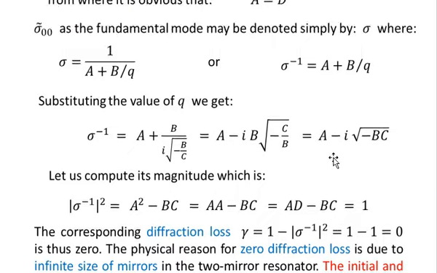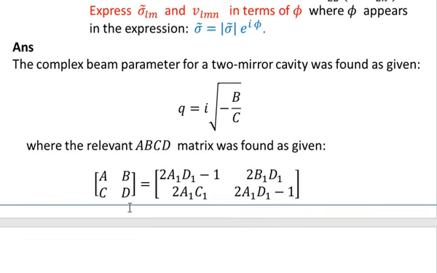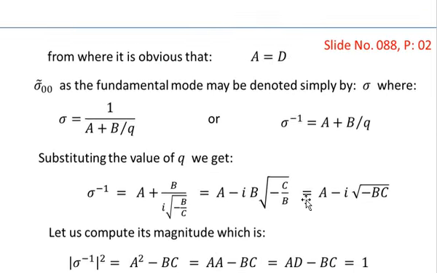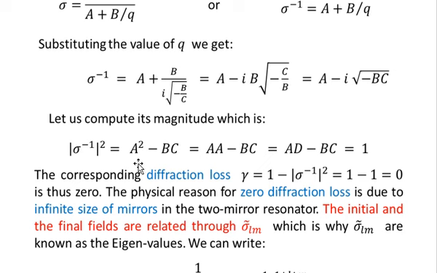And you know that AD minus BC is actually the determinant of this matrix, because for the resonator that we have considered, for which this matrix was derived in the previous slide, both elements were in the same medium. So according to that, the determinant of this matrix should be equal to 1. That is, AD minus BC should be equal to 1. So the magnitude that we have found for sigma inverse, that is the absolute square of sigma inverse, is equal to 1.